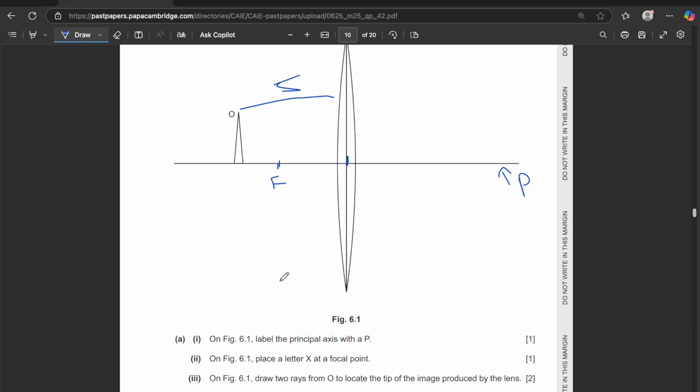In figure 6.1, draw 2 rays from O to locate the tip of the image produced by the lens. Okay. So 2 rays. Image produced by the lens. So firstly you get to this point, and focal point will also be here, right? This is 3 centimeters, and you get to this here. Light rays, you have to put the arrows, that's important, and something like this, right? So in theory, this is between F and 2F, so the image will be somewhere around here. So it will appear beyond 2F with enlarged image.